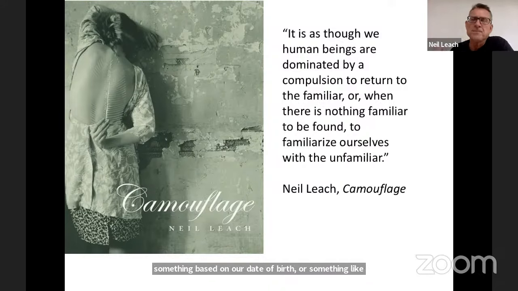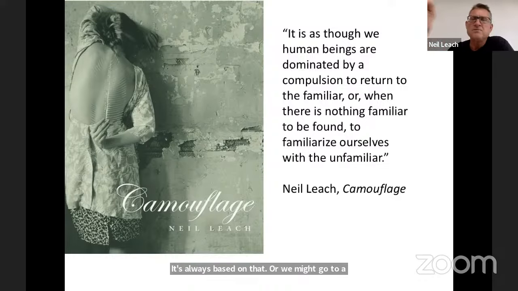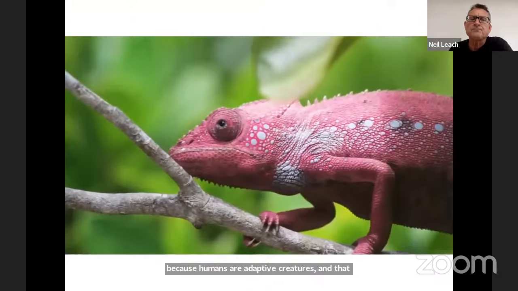Or we might go to a locker in a swimming pool and always go to the locker with our own date of birth or something like that. We always have this idea of going back to the familiar. But if we can't do that, we are forced to familiarize ourselves with the unfamiliar. And we can do that because humans are adaptive creatures, and that is part of what it is to be a human.